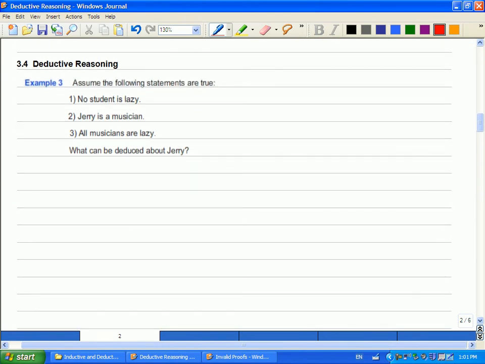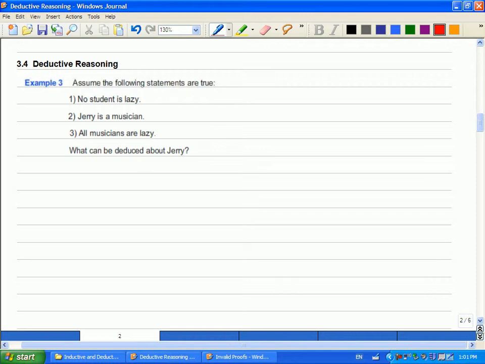Okay, so here's our premises this time. What can you deduce about Jerry? All musicians are lazy. That's not even a statement. That's prejudice. Okay. I hate lazy musicians. Yeah. Sarah and Paul have it. Yeah, I got this example from a book.